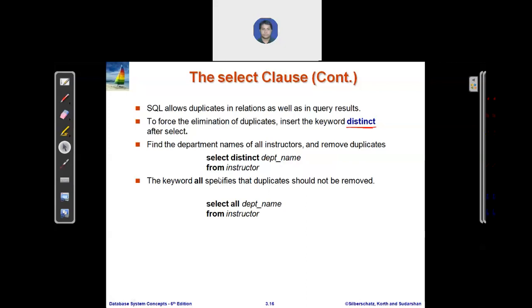So in this way, we can remove duplication from our resultant table. Or if you do not want to remove the duplication, you can even use the keyword all, so it will contain the duplication. If you do not mention all, it implicitly includes duplication.